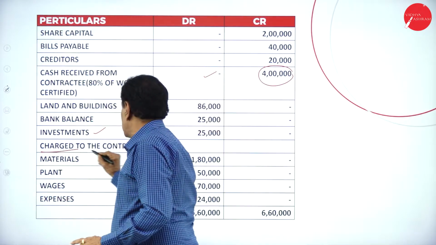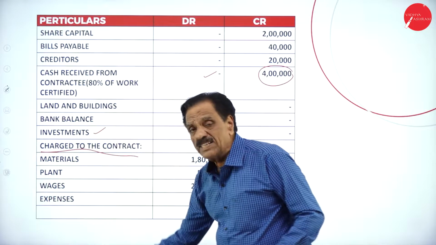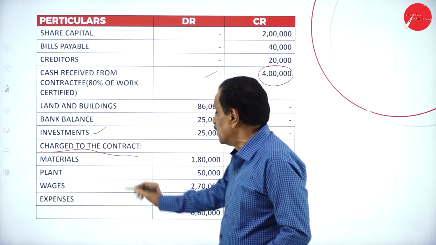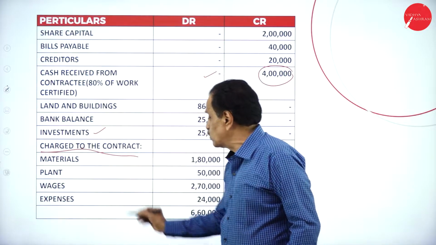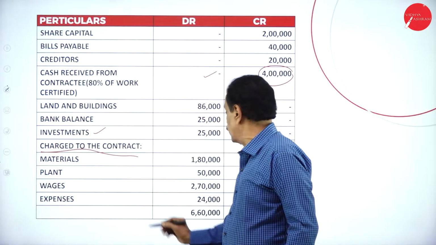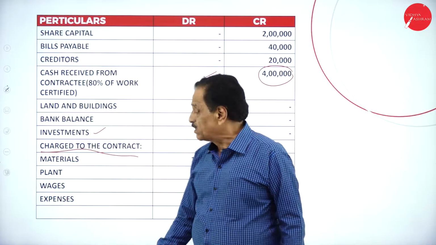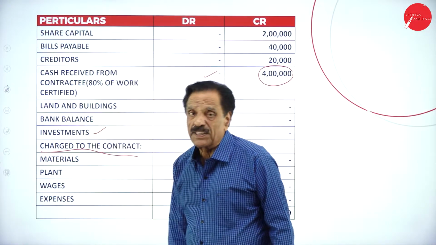Charge to contract means while you're doing the contract, these items should be taken into consideration. Material, 1,80,000. Plant, 50,000. Wages, 2,70,000. Expense, 24,000. This should be taken only for contract account.